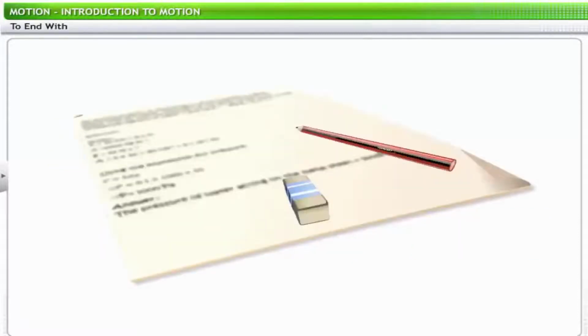The section on solved problems provides you an opportunity to review some model problems based on these concepts. To revisit the key points covered in this lesson, please review the flashcard.